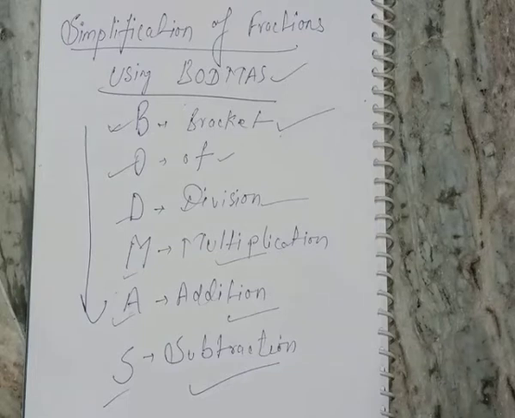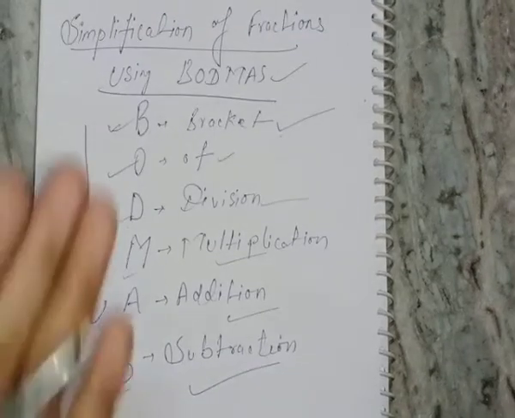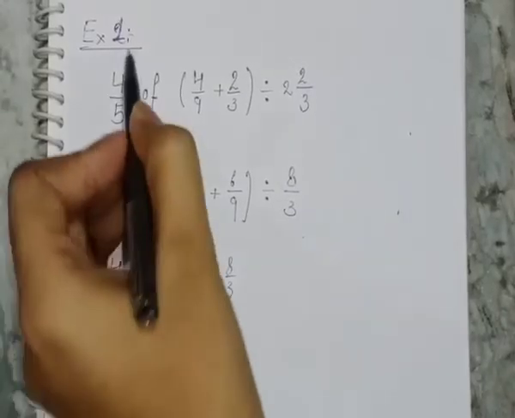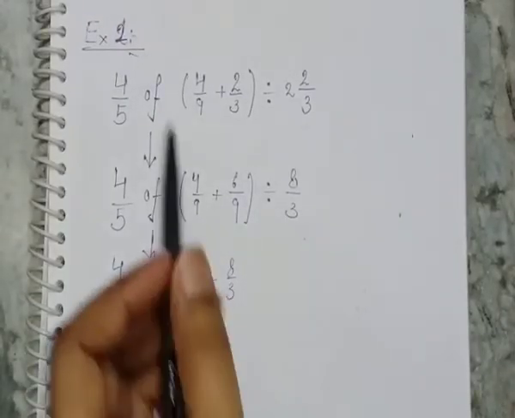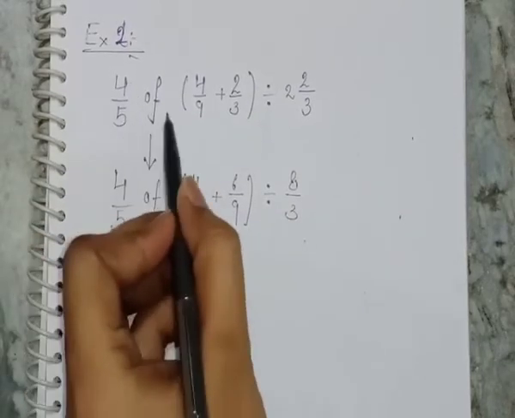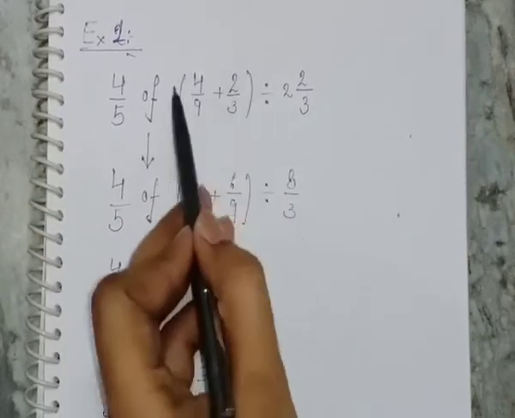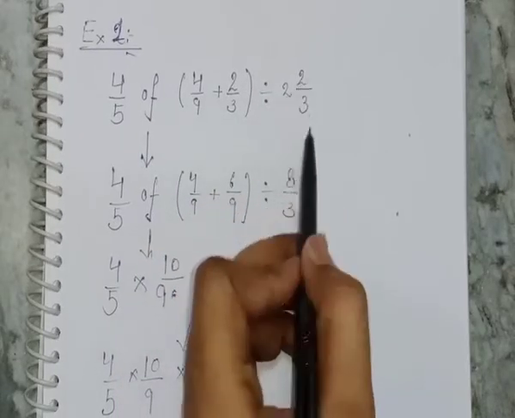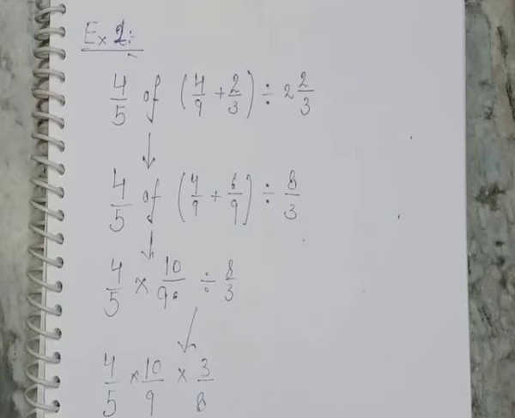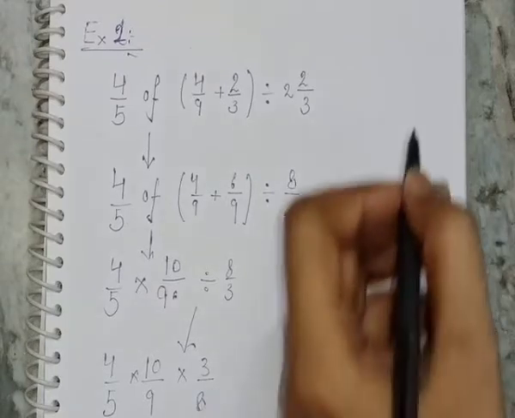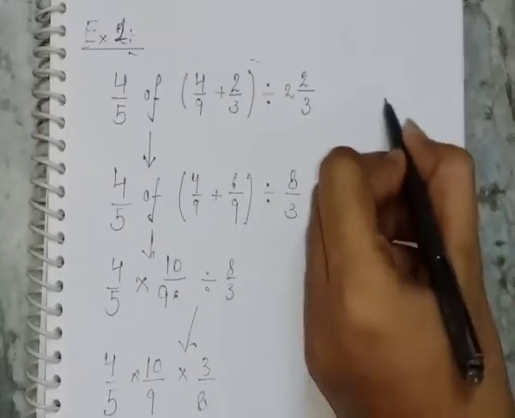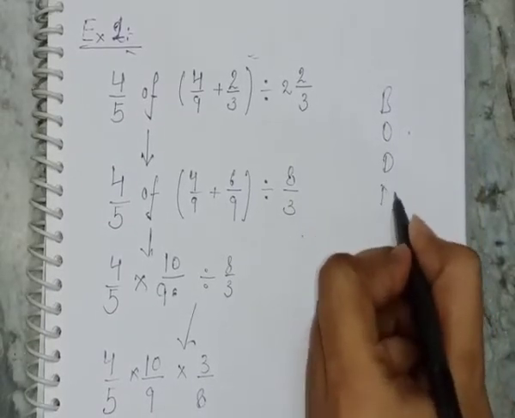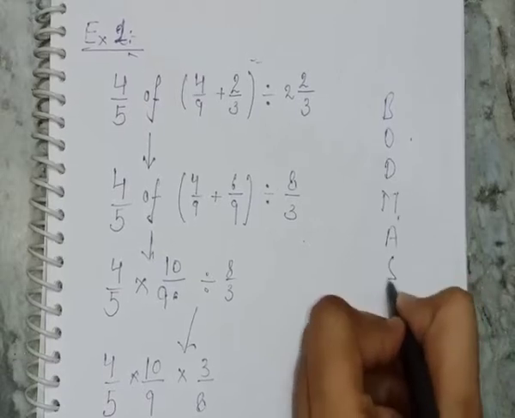So to understand it, let us take an example. I have taken example number 1 over here: 4 by 5 of (4 by 9 plus 2 by 3), then divided by 2 whole 2 by 3. What do we need to do first? We need to solve the bracket first, because according to BODMAS, the B comes first. So we have to solve this bracket first.